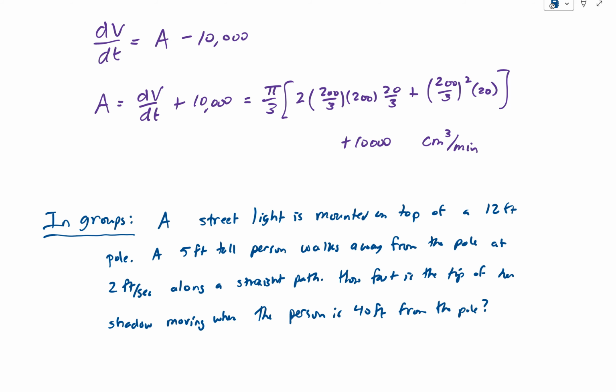A streetlight is mounted on top of a 12-foot pole. A 5-foot tall person walks away from the pole at 2 feet per second along a straight path. How fast is the tip of the shadow moving when this person is 40 feet from the pole? Okay, so go ahead and take some time to work on that, and we'll come back in a few minutes.